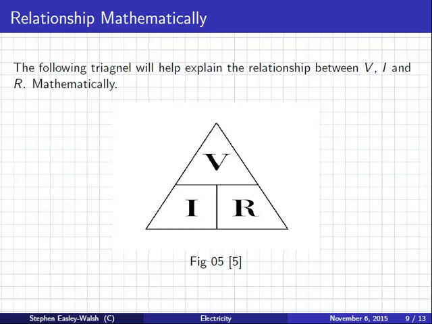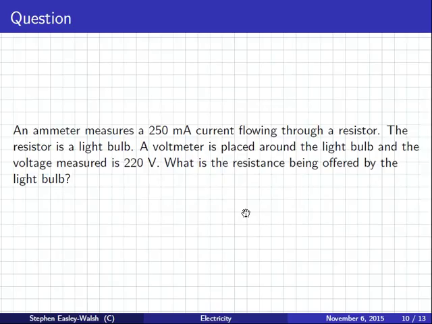Got that? So, let's look at an example. An ammeter measures 250 milliamps flowing through a resistor. The resistor is a light bulb. The voltmeter placed around the light bulb measures 220 volts. What is the resistance? Okay, so what is the formula you use here? R equals V over I. And what's the V? 220. And the I? 0.25. So, calculate please the R.